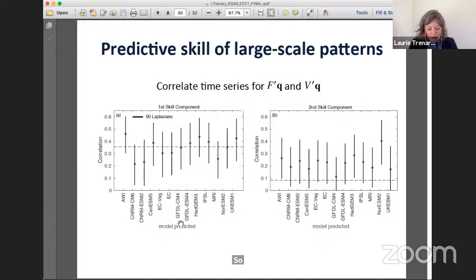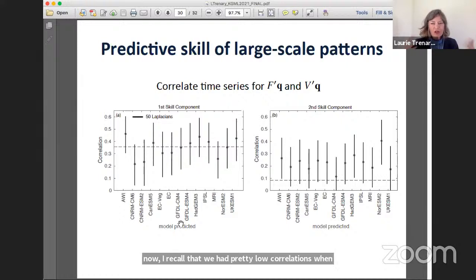Now, recall that we had pretty low correlations when we looked at the cumulative correlation. Yes, thanks, Tim.